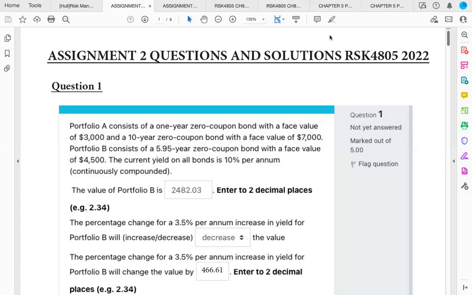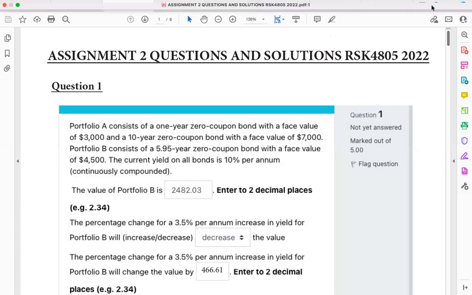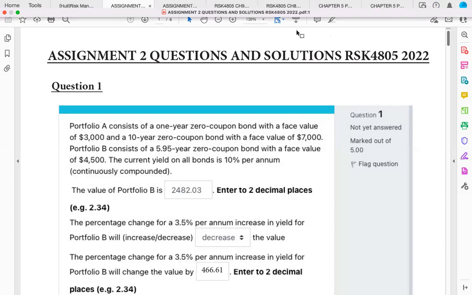This class is going to be going through assignment 2 for RSK4805 2022. I'm going to be taking you through the assignment questions and some important things you need to note with regards to calculations, the areas to focus on in the prescribed textbook, and how to approach some of these questions, right?